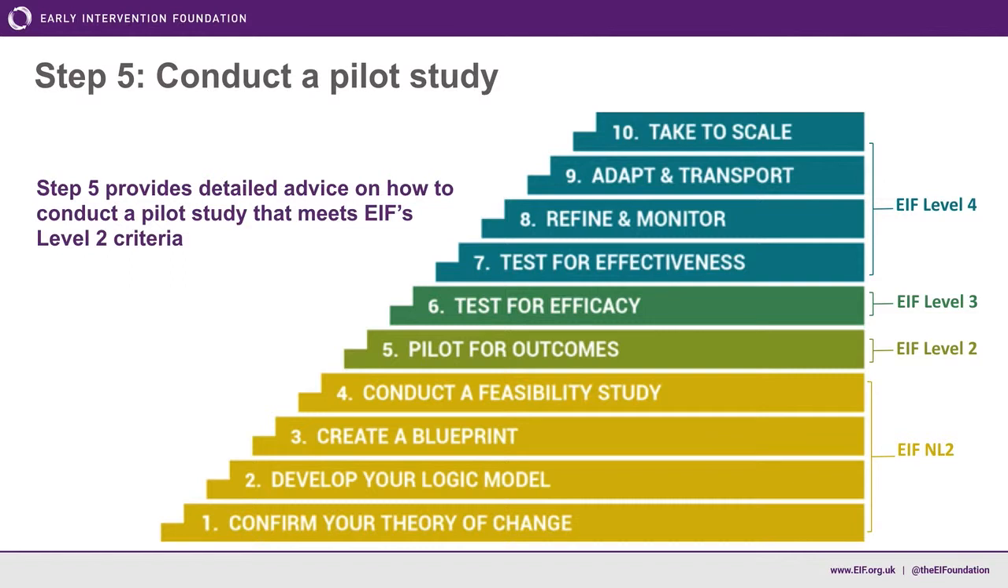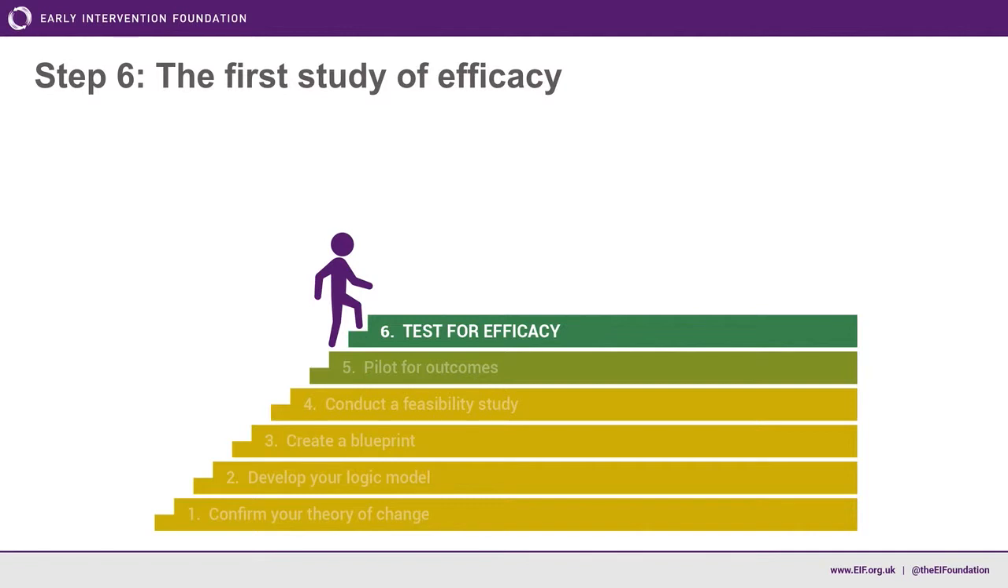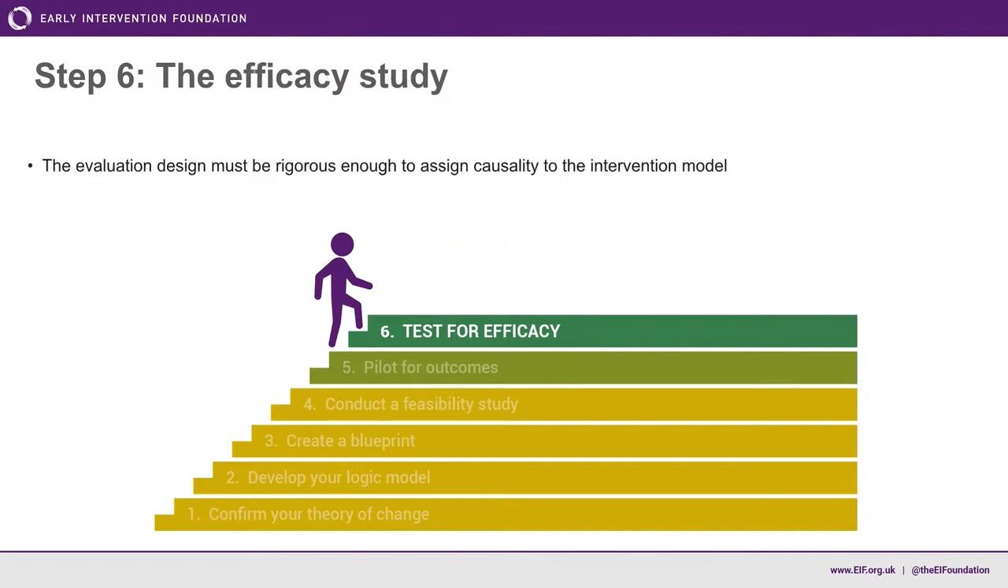Positive outcomes observed through a pilot evaluation are a promising indication that an intervention can provide benefits for children and families. However, they are not proof, because pilot studies are riddled with biases that can artificially increase or decrease an intervention's true benefits. In order to prove that an intervention works, you need to take Step 6. As mentioned previously, Step 6, also referred to as an efficacy study, is the first time that causality can be attributed to the intervention model.